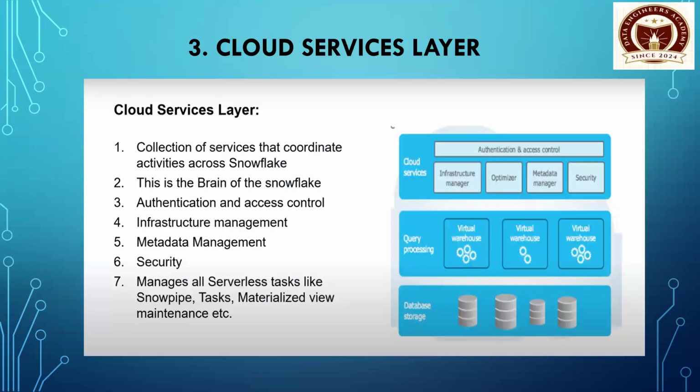And the next layer is the cloud services layer. This is like the brain of the Snowflake architecture. It will maintain everything. Even though data is stored in the database storage and queries are executed by virtual warehouses, everything is organized by the cloud services layer only, like authentication and access control, infrastructure management, metadata management, and security. Serverless tasks, Snowpipe, tasks, and materialized views are also maintained by the cloud services layer only. This is the cloud services layer.